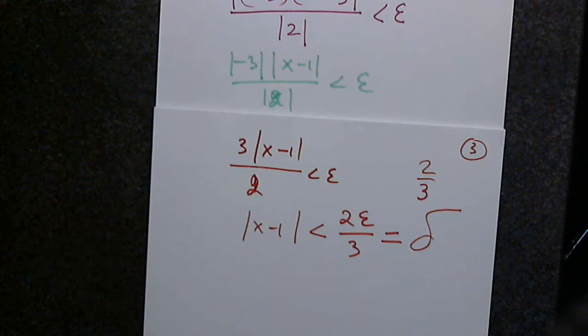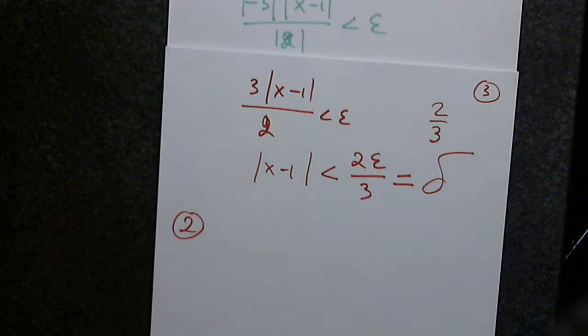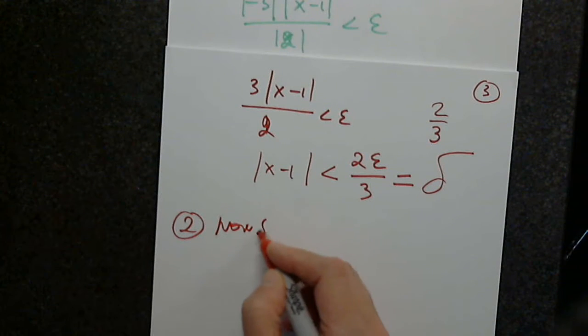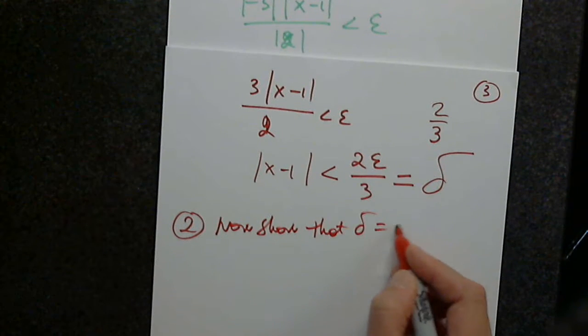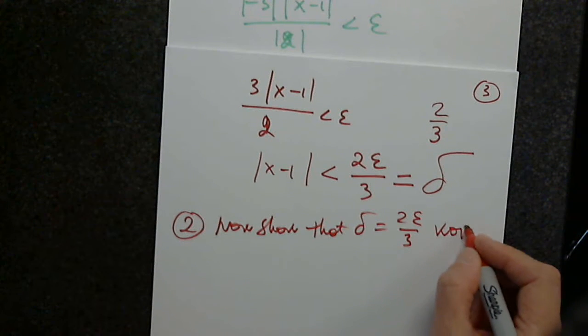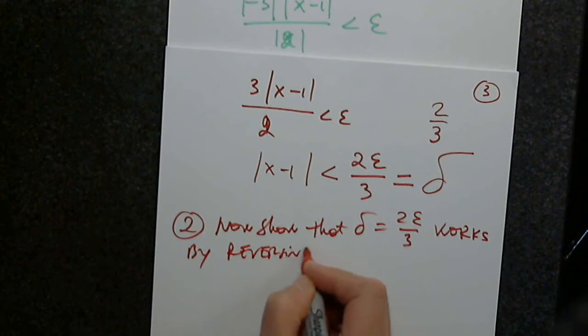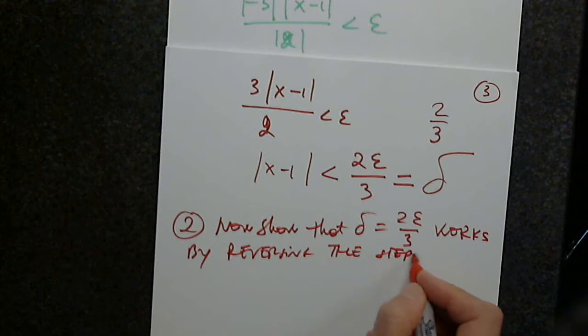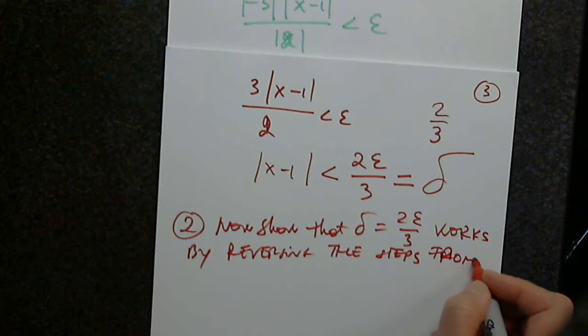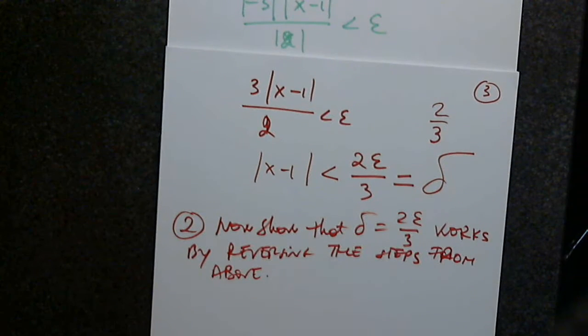That's it. Well done. So then in step 2, you only have to write, now show that delta equals 2 epsilon over 3 works by reversing the steps from above. You do not have to do anything else. By writing that, you're telling me that you know that it's a double equivalency. From the left, we can get the right, and starting from the right, we can get the left. That's all. I don't want you to repeat anything. I don't want you to write anything else. That's good enough for me.